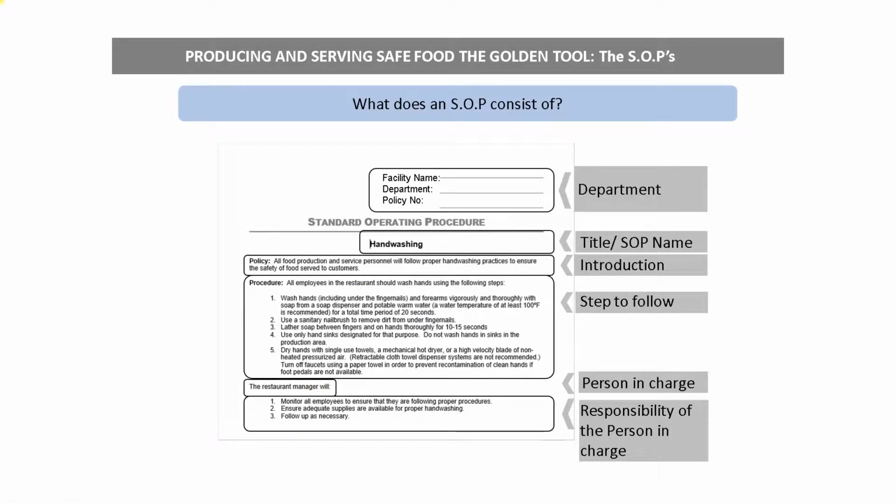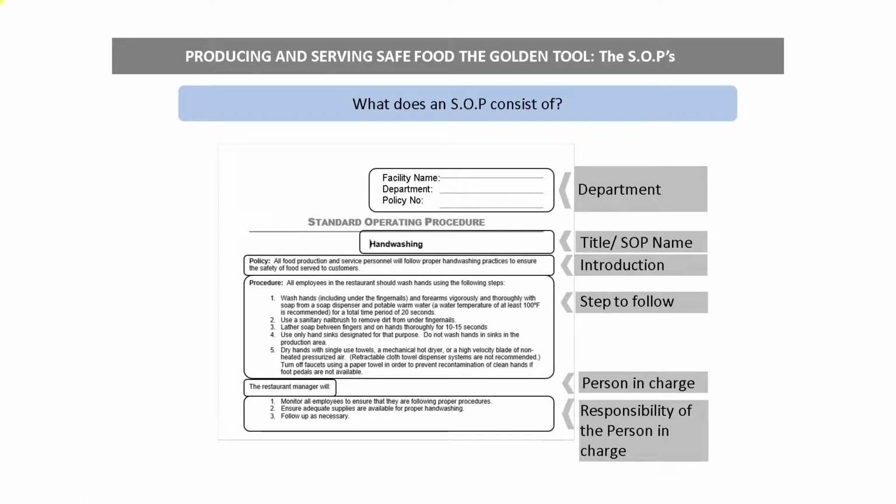For the last component, it's the responsibility of the person in charge. What should the restaurant manager do? Monitor all employees to ensure that they follow the procedure. Make sure that you have enough soap and all the equipment for hand washing. And follow up if there is any issue of staff not complying, any issue of equipment, etc. So you are really in charge of the SOP and you have to make sure people follow the SOP.